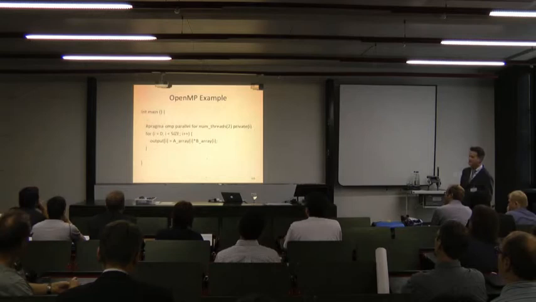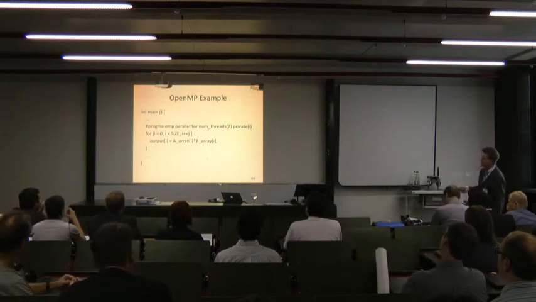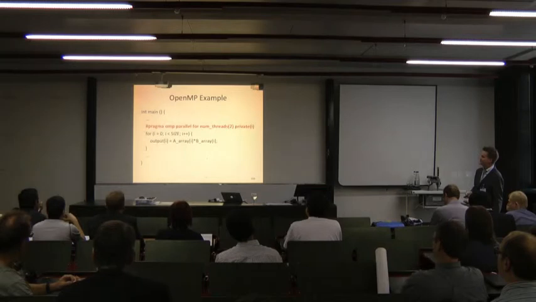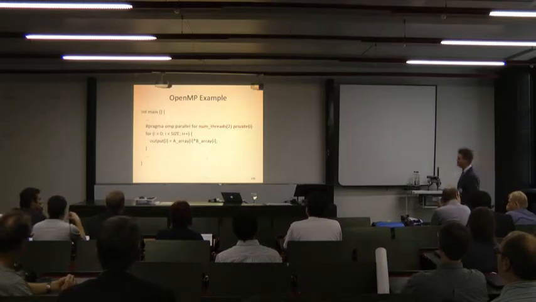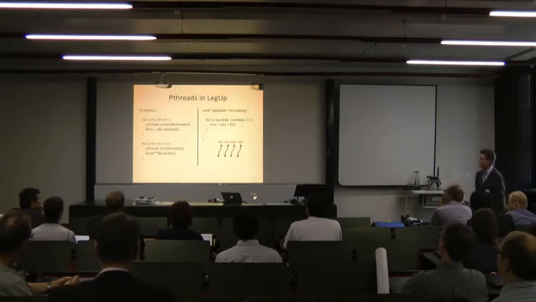OpenMP, well, it looks like a thing of beauty compared to that pthreads example. We want to parallelize this loop right here, which is doing a dot product. We use special compiler pragmas right here. We say pragma OpenMP. We say it's a parallel for loop, 2 threads, and we want each thread to have its own private induction variable i. This would fork 2 threads, each operating on different parts of the loop.